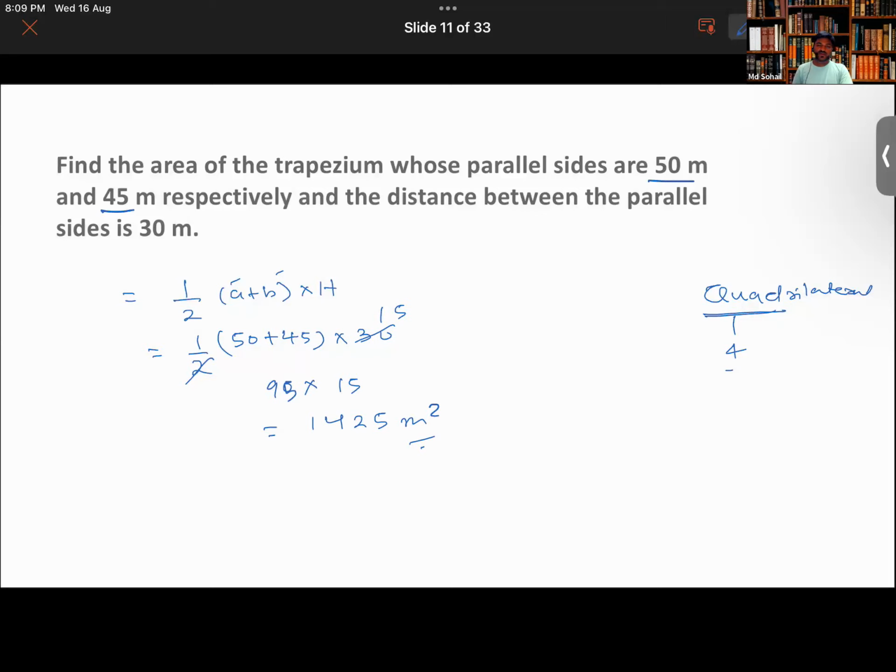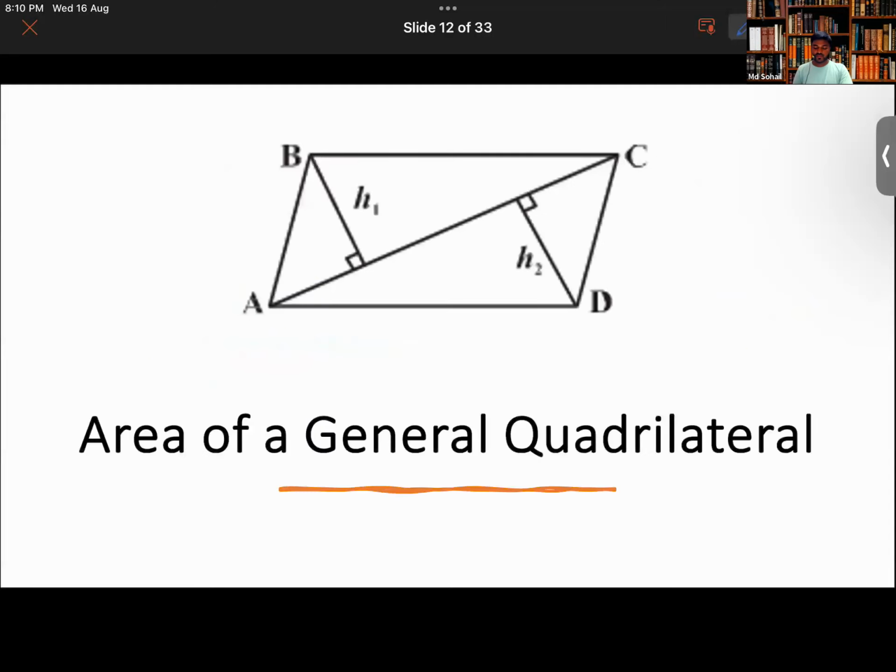Now, let's move on. Let's talk about another type of figure, the quadrilateral. In fact, the trapezium which we are talking about is also a quadrilateral. Here in this particular case, it looks like a parallelogram, but a quadrilateral could look like this as well. It has four sides. The necessary condition is that it will have four sides and the sum of all the interior angles is going to be how much?